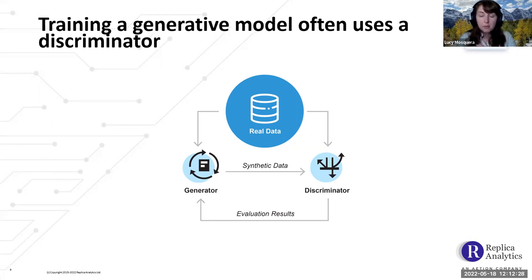It's often quite dynamic. So when you have your synthesis model or your generator, you train it on real data. After you've trained it, you create your synthetic data. And then that synthetic data is going to be evaluated by some sort of discriminator. And so those discriminators could be focused on data privacy or data utility, but based on how well it's able to discriminate real observations from synthetic observations, you can then feed the evaluation results back to your generator or your synthesis model and continue to iteratively improve it.